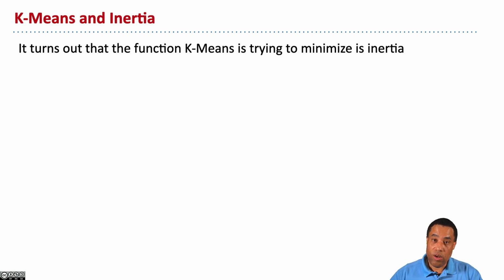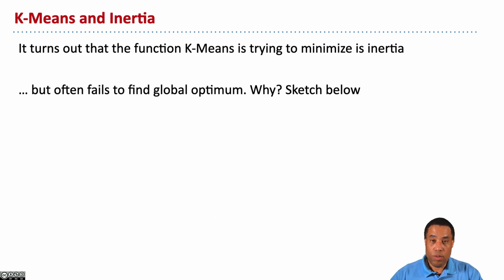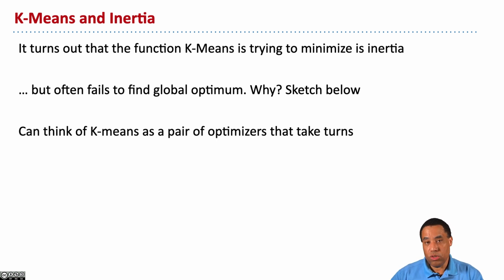So it turns out that what k-means is trying to do is minimize inertia. But it's often going to fail to find the global optimum. It might find a local minimum instead of the global optimum. So why is that? Well, let's do a quick sketch of what k-means is doing.